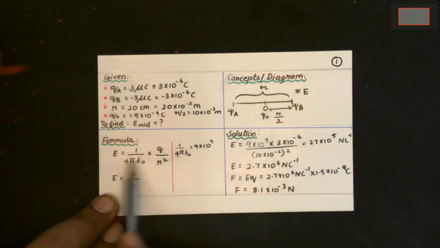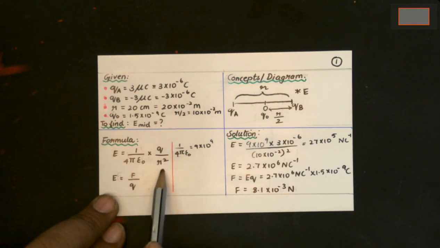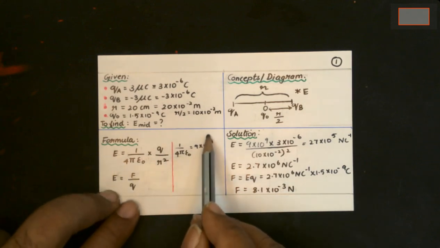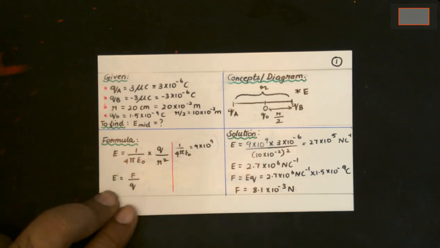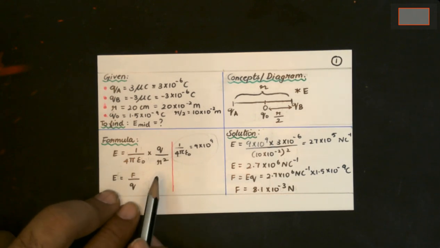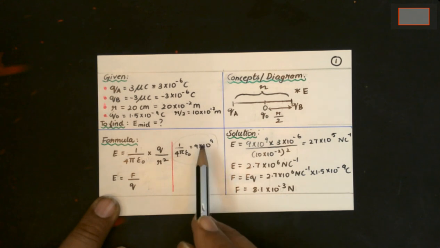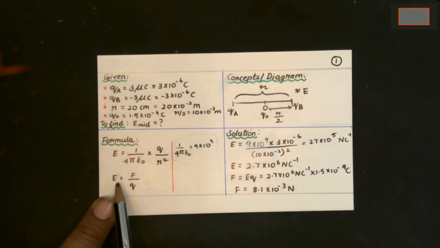We have got already E is equal to 1 by 4 pi epsilon naught into Q by R squared, is the equation for electric field E. And we know the value of the reciprocal of 4 pi epsilon naught, which is nothing but K, that is equal to 9 into 10 power 9. And we know the formula E is equal to F by Q. So these are the formulas we are going to use here.